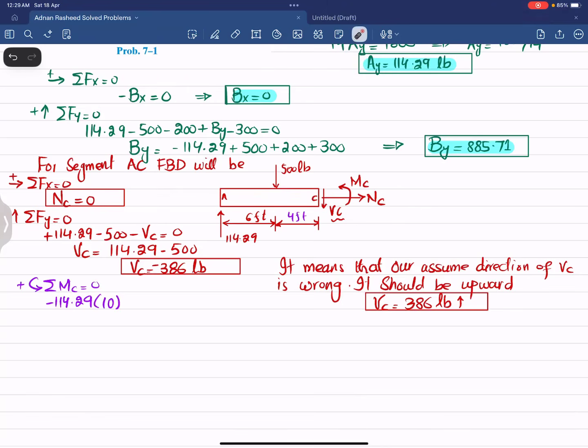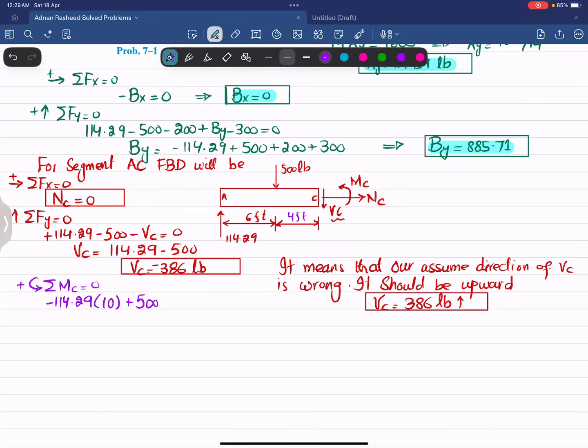The second moment is due to this 500-pound force, and the perpendicular distance is 4 feet, and it is producing counterclockwise moment, so it will be positive. So I can write plus 500 multiplied by 4. The third external moment is MC, which is counterclockwise, so it will be taken as positive. Their sum must be equal to 0. So it will give you minus 1142.9 plus 2000 plus MC is equal to 0.